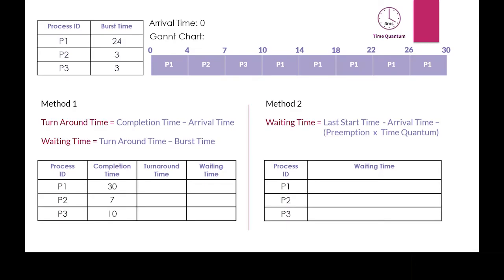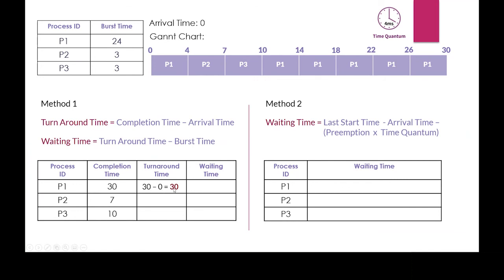So in this slide, I'm going to show you two methods on how to compute turnaround time and waiting time. So for us to compute the turnaround time, we need to subtract the arrival time from the completion time. So for P1, 30 minus 0 is equal to 30. We got this 30 from here because P1 completed the process at 30 milliseconds. And of course, our arrival time is 0. That is why it is 30 minus 0, and the answer here is 30.